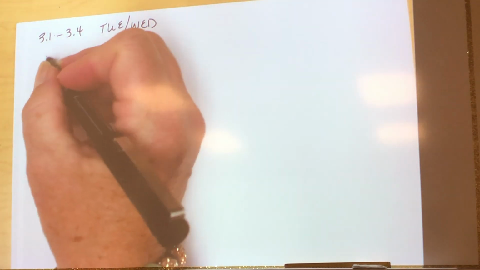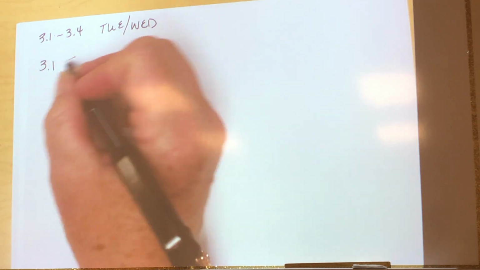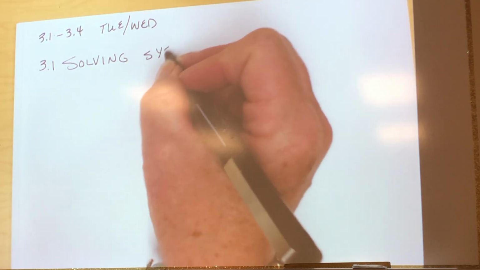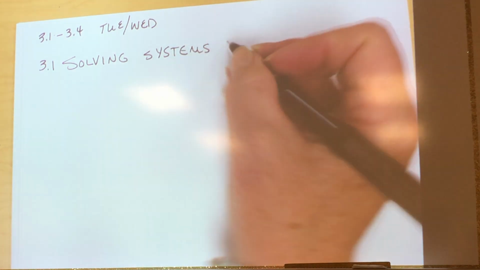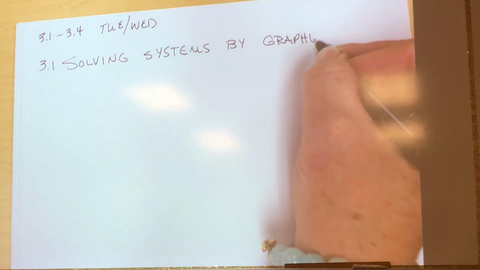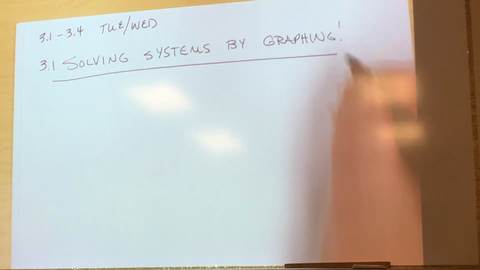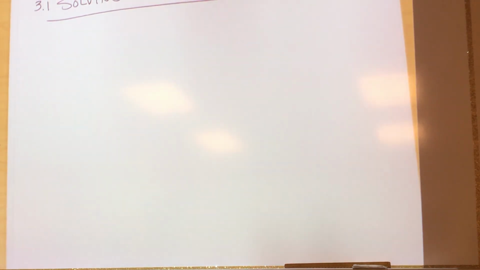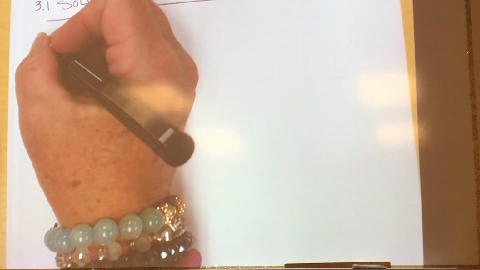All right, so today, 3.1, we are going to be solving systems by graphing. Okay, solving systems of equations by graphing. So we're going to work this first one, and y'all are going to go, oh, I remember this. We did this in Algebra 1. Yes, you did. It's an Algebra 1 skill. I'm going to add a little bit to it, but not too much. Okay, so here we go.